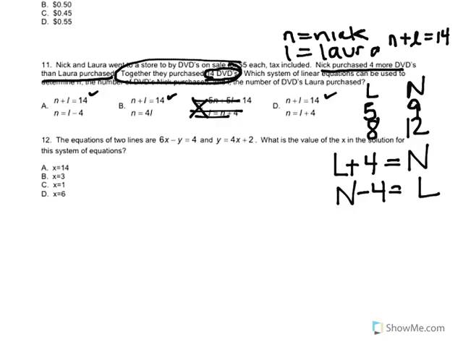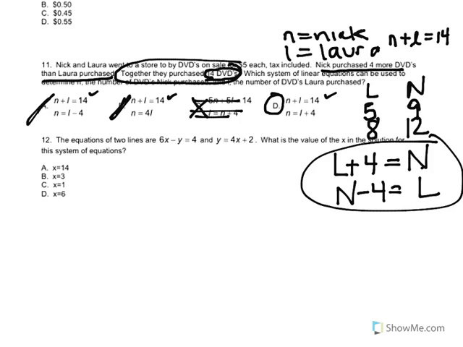So we want to see if one of these two equations is showing up in the second equation. This one says Nick equals Laura minus 4. Well, that's not right because it needs to be Nick equals Laura plus 4. So that one's wrong. And this one says Nick is equal to 4 times Laura for letter B. That's wrong. So it's got to be letter D. We see here Nick is equal to Laura plus 4. So that's the right answer.